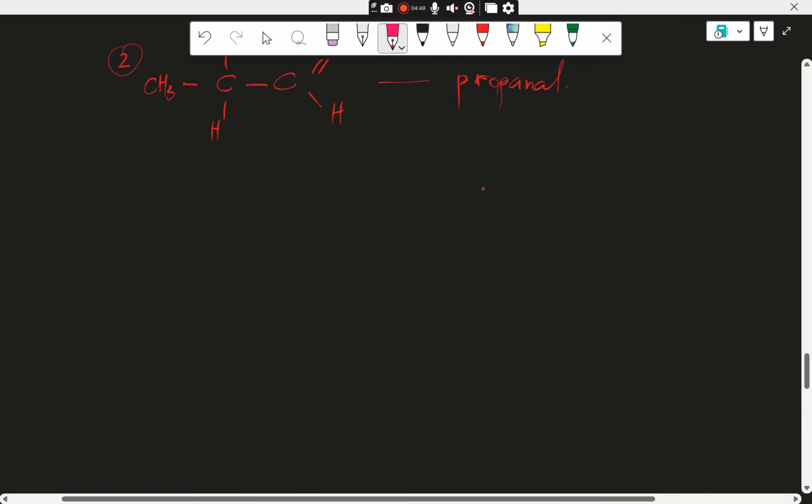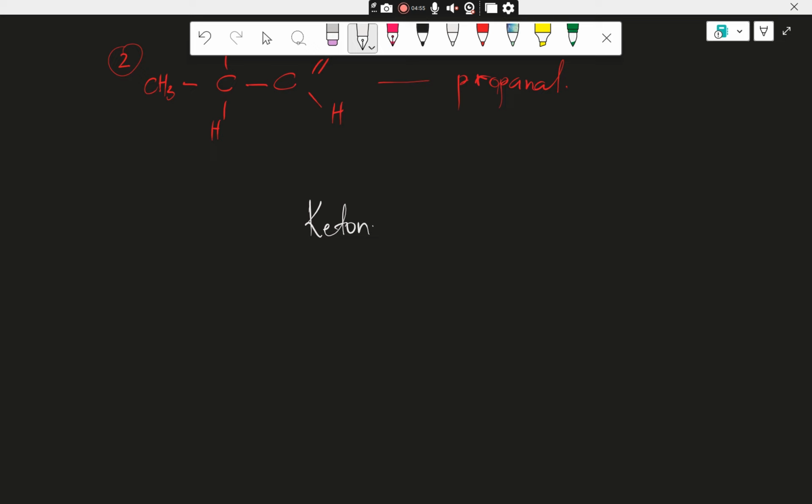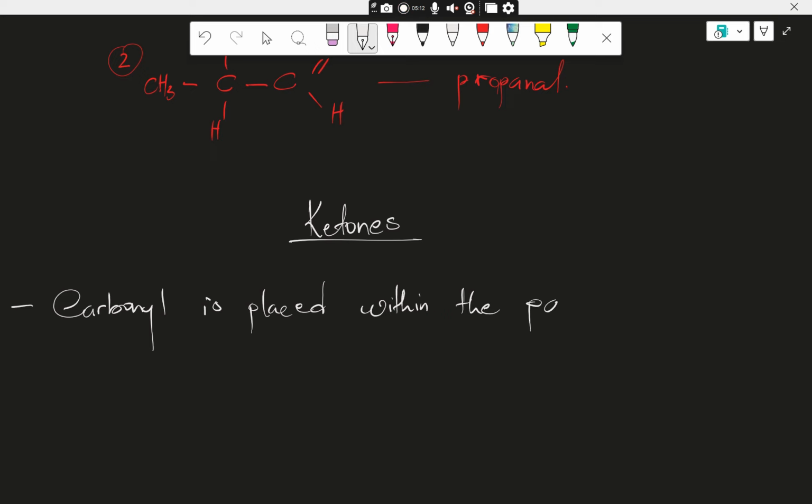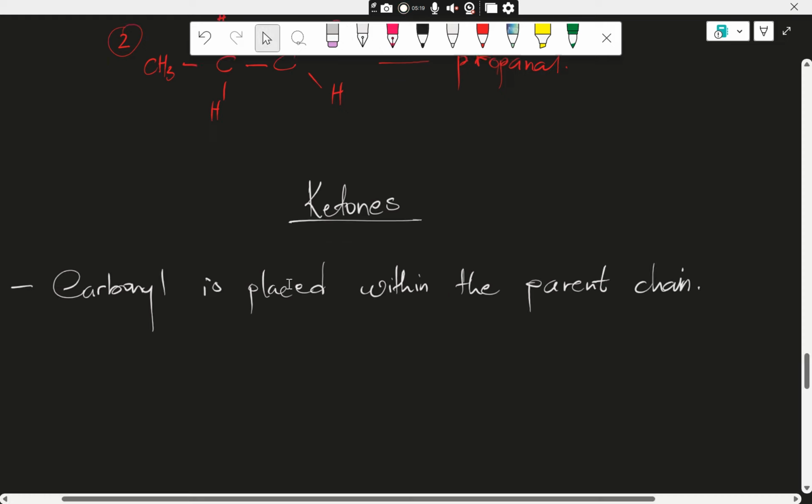So let's look at the counterparts, which are our ketones. For these ones, the carbonyl group is placed within the chain. Parent chain, root chain, main chain, same thing, right? So it's placed within the parent chain.